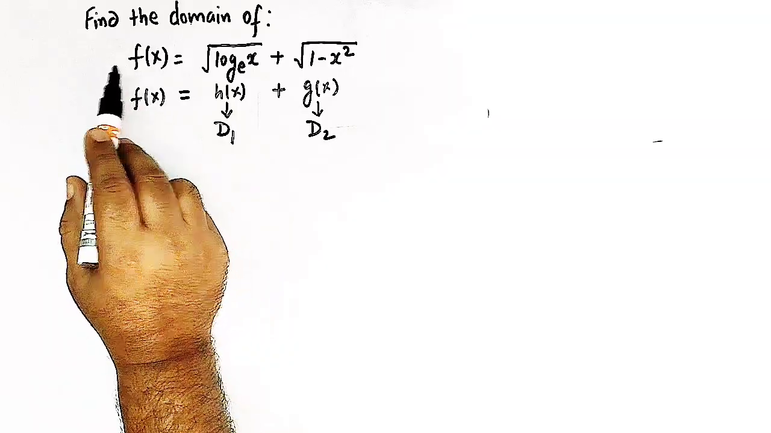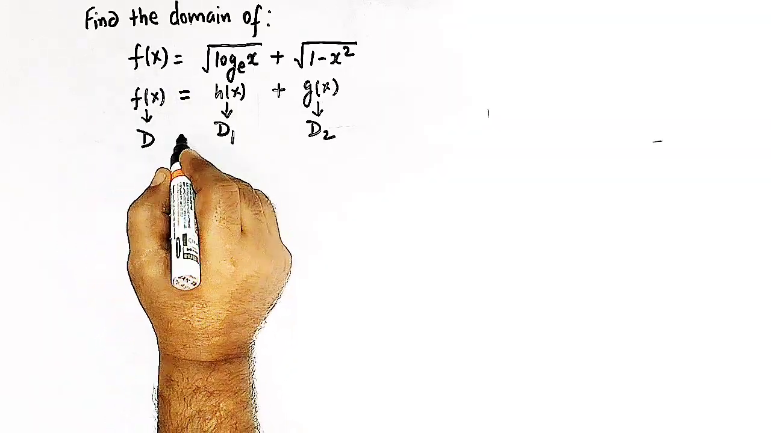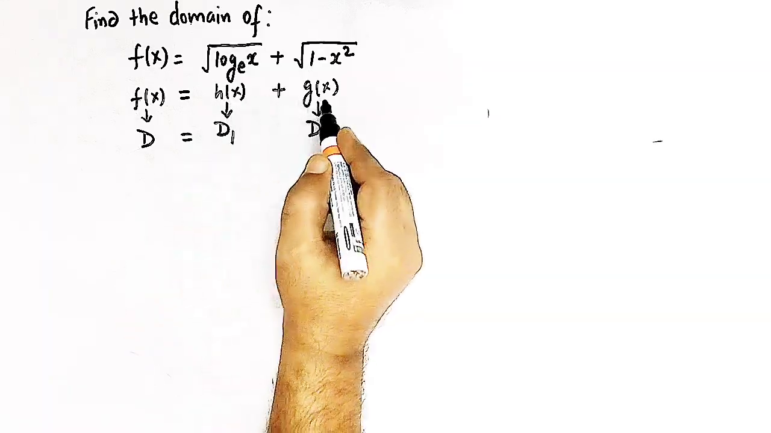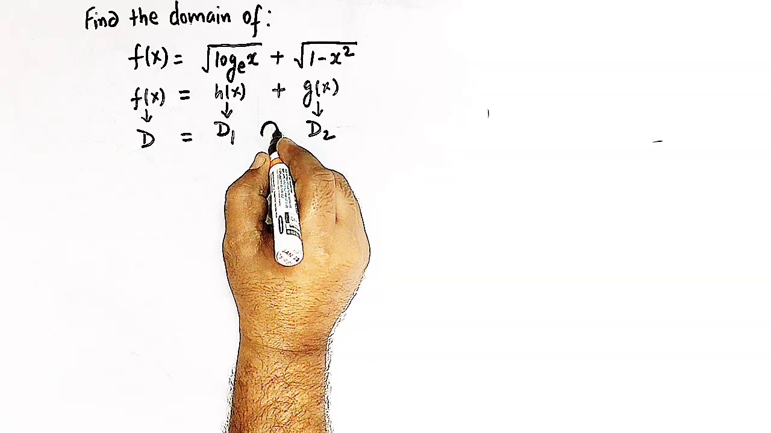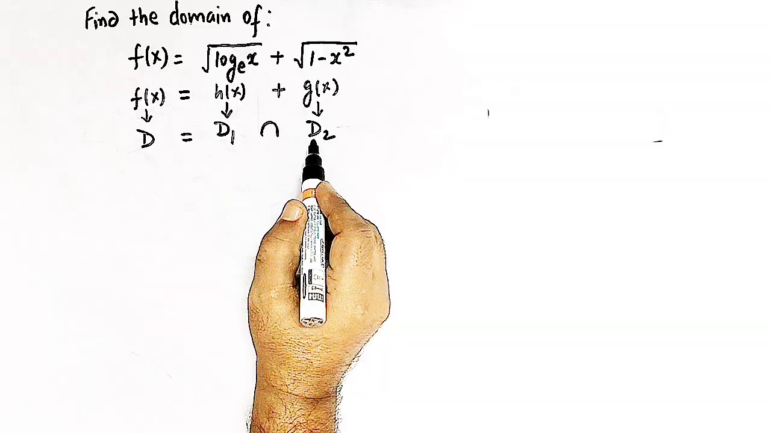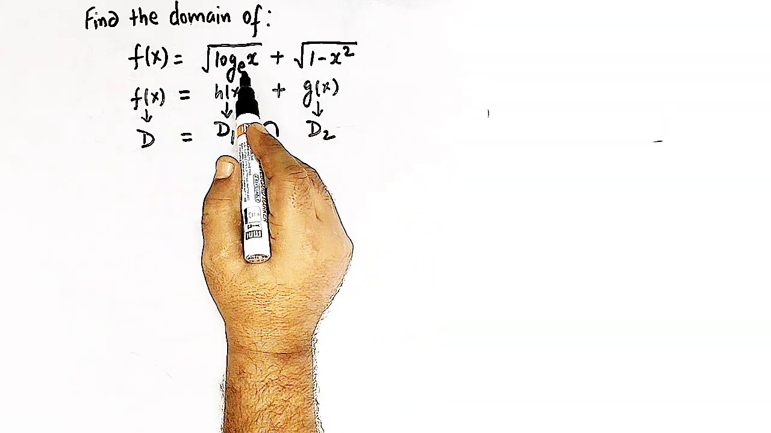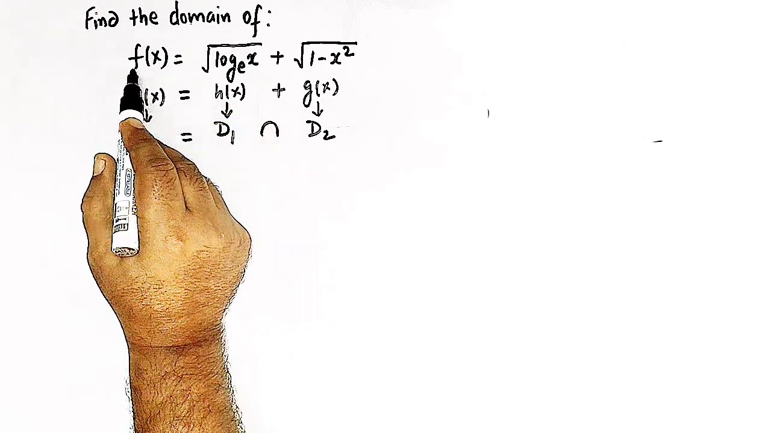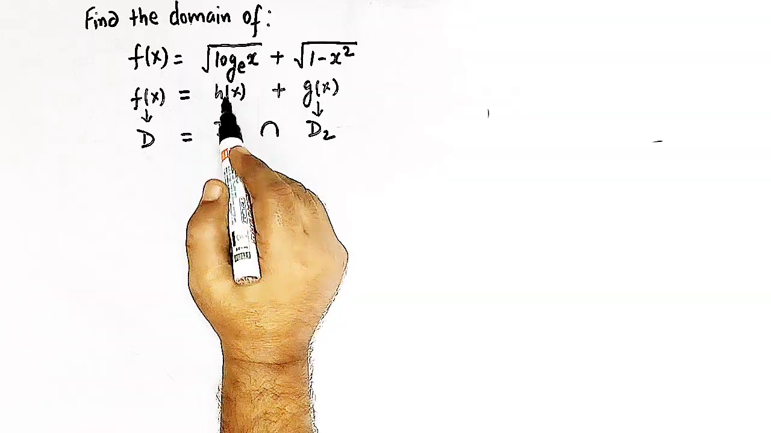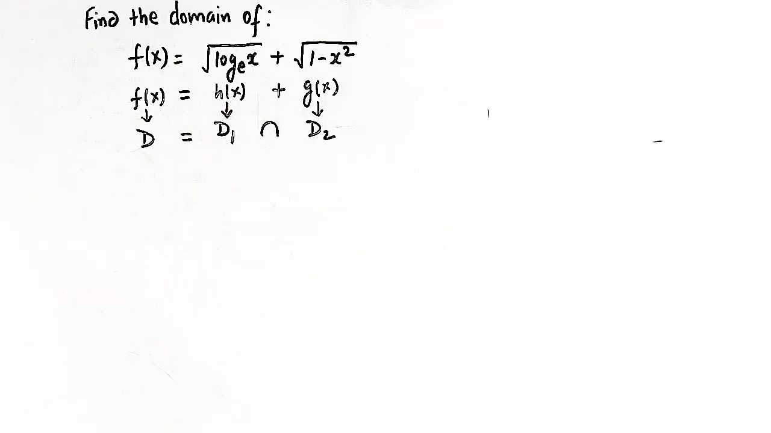So here the domain of this function f of x may be taken as d. So d is the intersection of the domain of h of x and g of x, right? So d is the intersection of d1 and d2. So here we'll consider all the values of x in the domain of this function f of x, which are common to the domain of h of x and the domain of g of x, right?